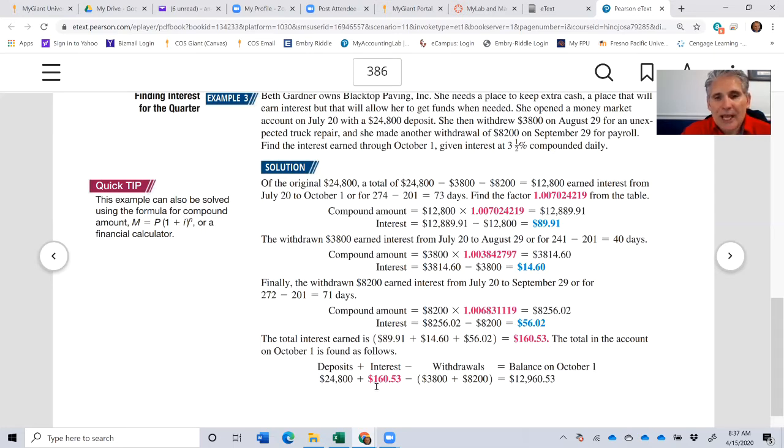We're going to add to that $160.53. That's the amount of interest we earned. Then subtract the withdrawals, and that's going to give us the balance, which is what we were asked to find, what was the balance at the end of the period. It was $12,960.53.